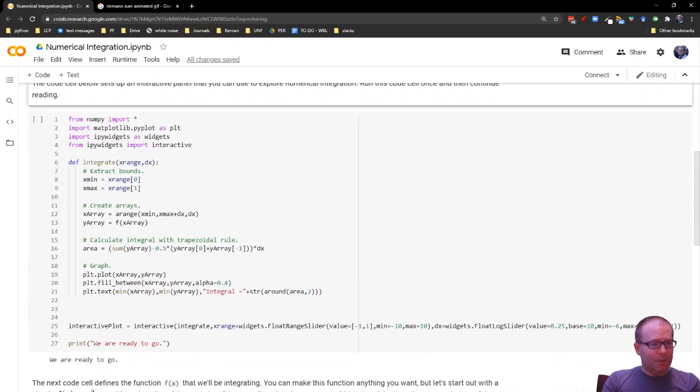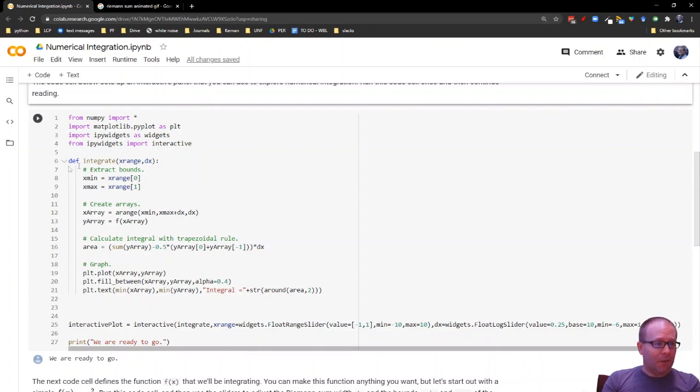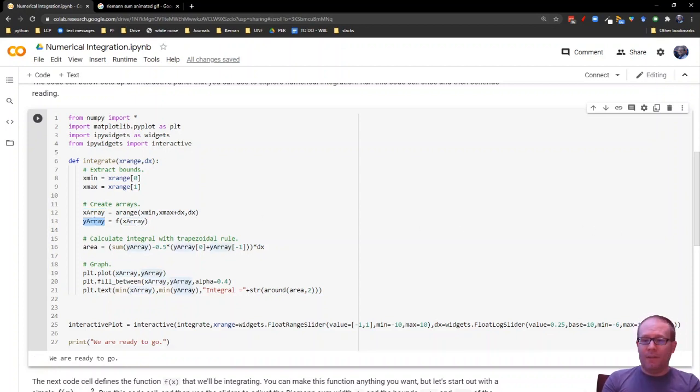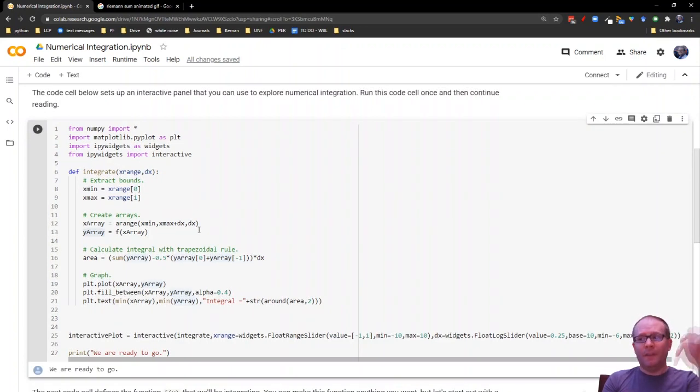Let's take a look at a simple example of how this works out. In this code, we're defining a function called integrate. We're going to integrate over a certain range with a step size of dx, with a strip width dx, from x min to x max. We're going to create an x array and a y array. Our x array is going to be all of the x values that we're interested in visiting, going from x min to x max in steps of dx. And our y array is just going to be all the values of f that we need. We're going to define f down below in just a second.